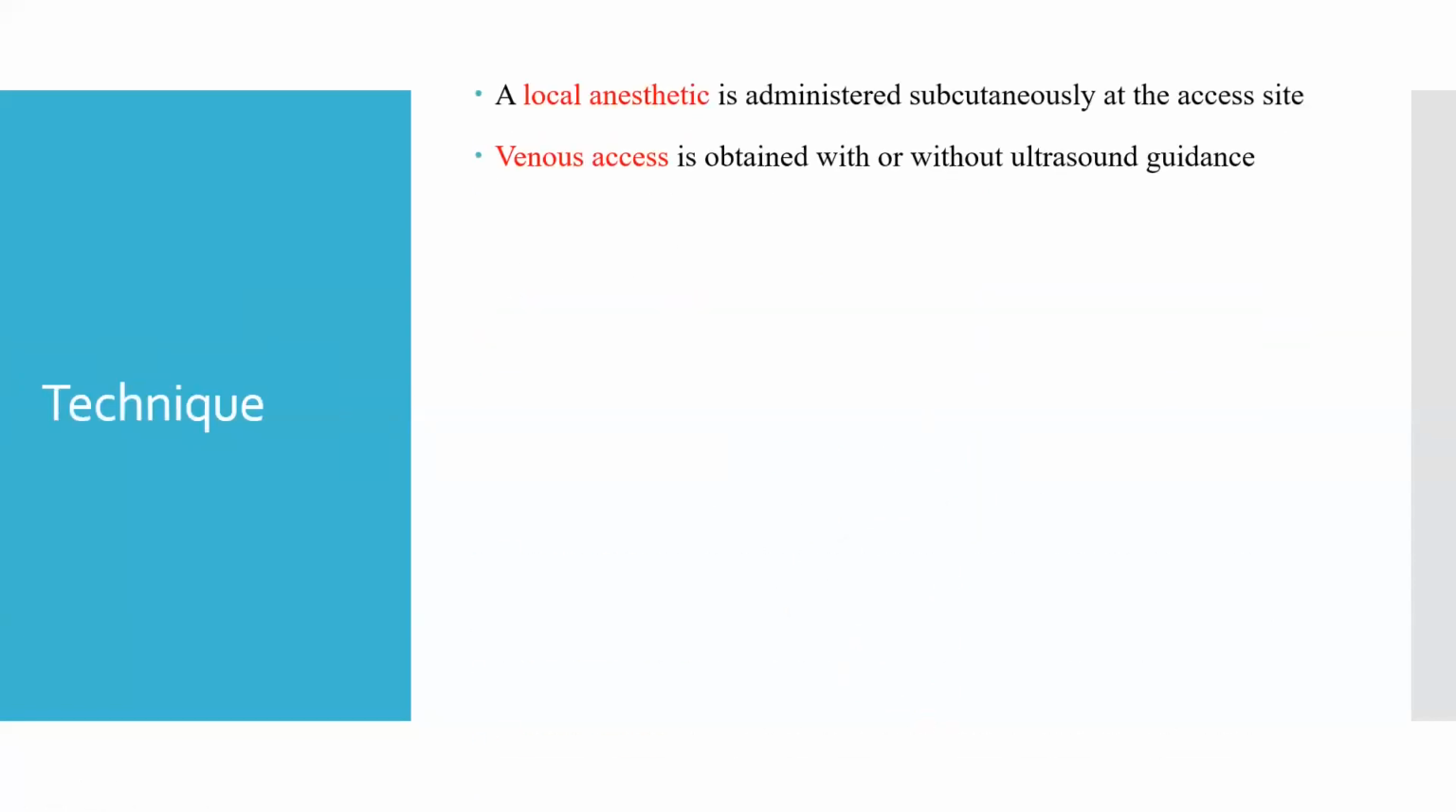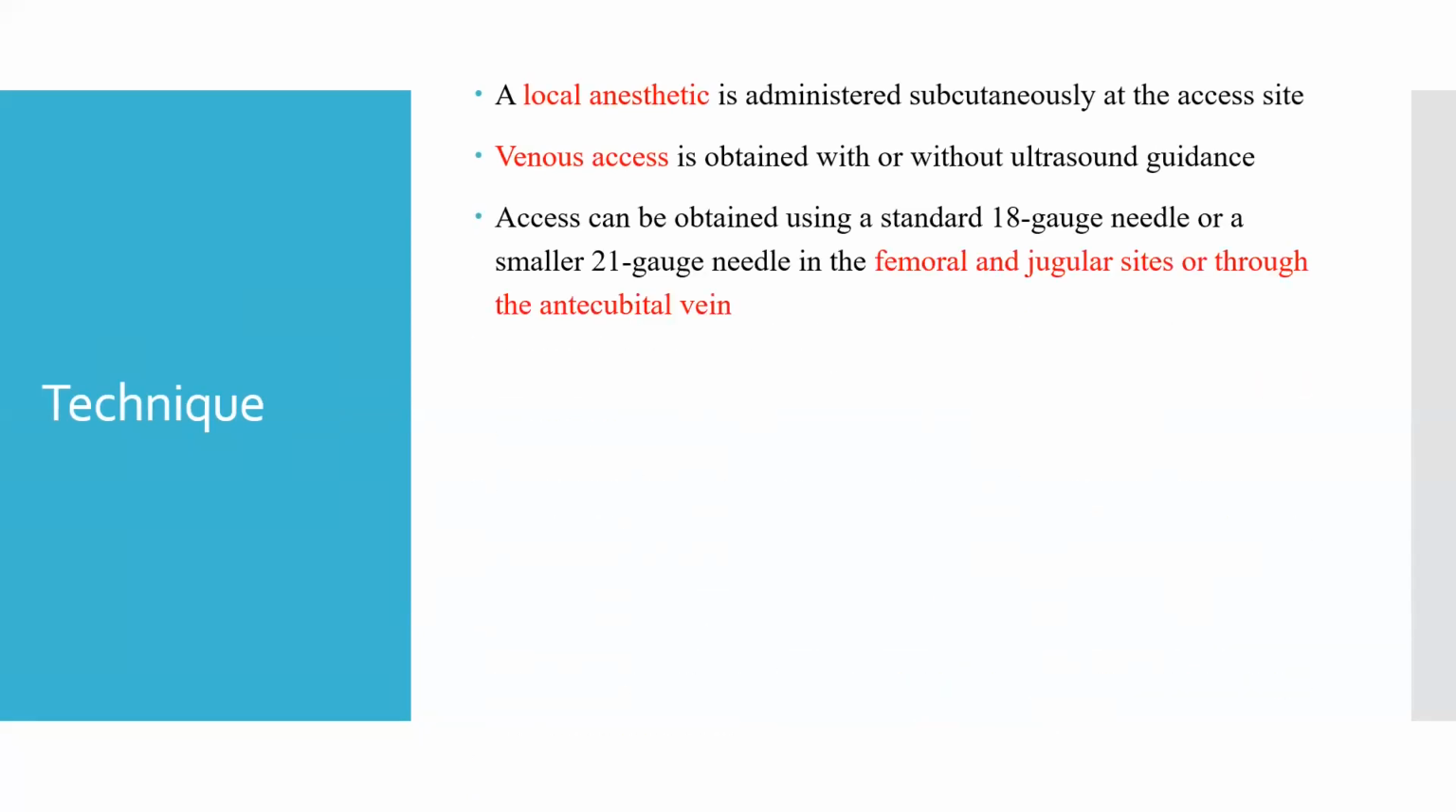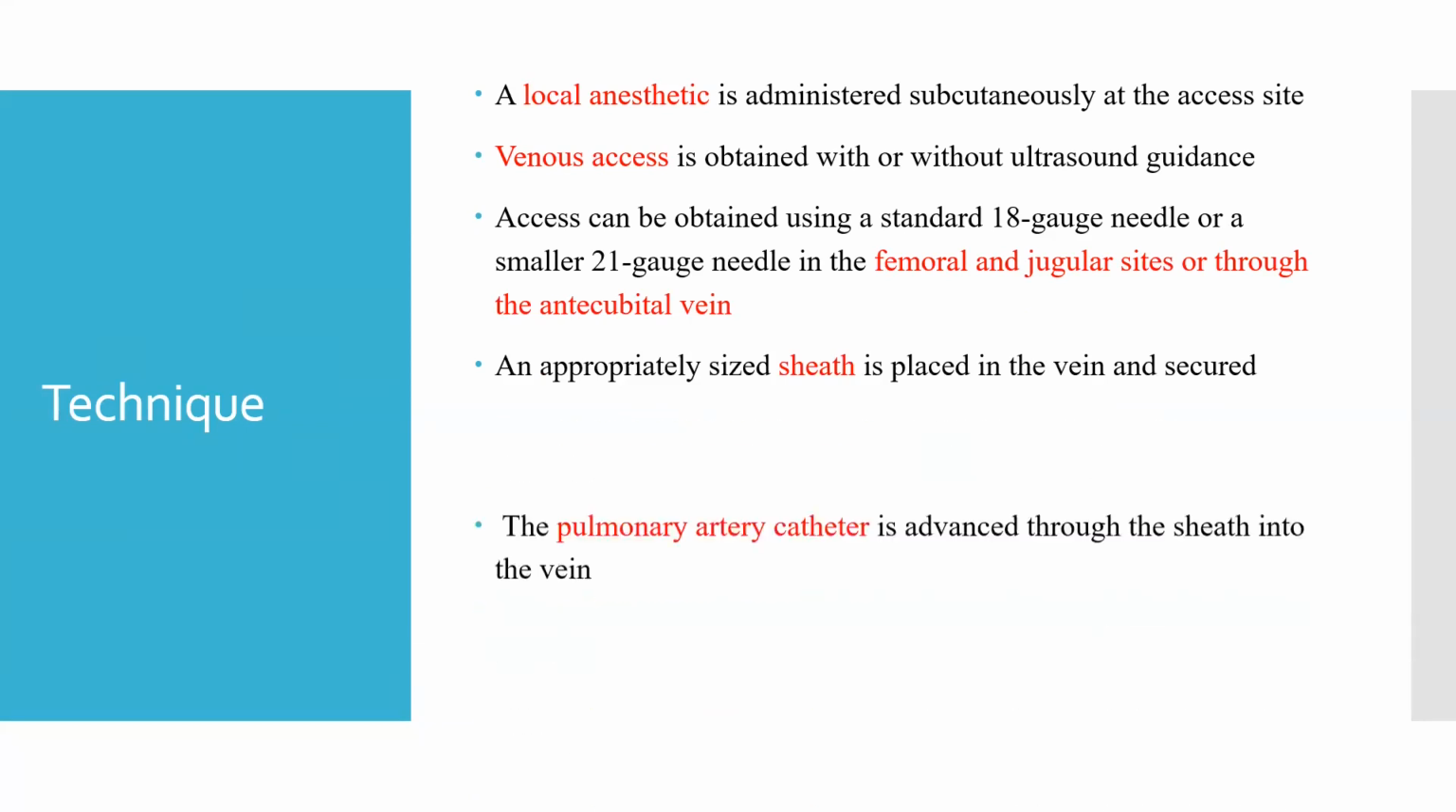Venous access is obtained with or without ultrasound guidance. We can use a needle of 18 gauge or a smaller needle, 21 gauge, and the access sites are commonly the femoral or jugular veins, but it can also be the antecubital vein. An appropriately sized sheath is placed in the vein and secured.